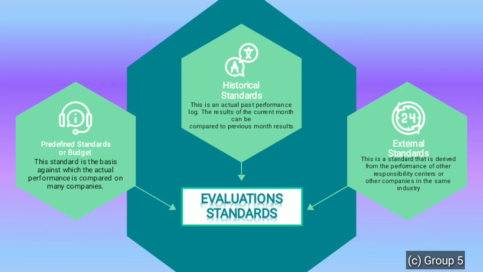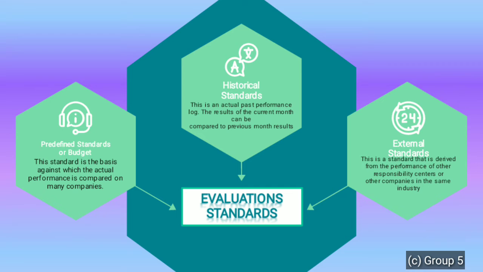The second is historical standards. This is an actual past performance log. The results of the current month can be compared with the results of the previous month. This type of standard has two serious drawbacks. The first is conditions may change between the two periods in such a way that the comparison becomes invalid. And the second, the performance of the previous period may not be acceptable.